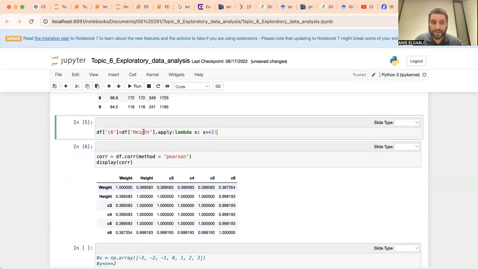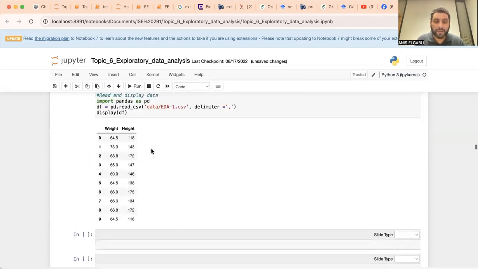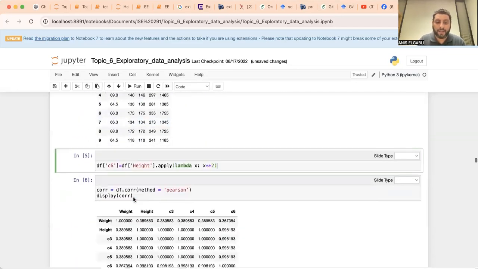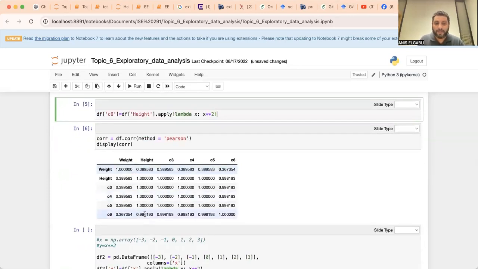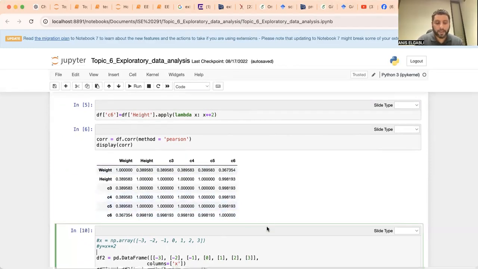Though C6 is not linearly related to the height, this is a non-linear relationship, but we are still capturing that because all of the numbers here are positive. We are on the positive side. And when the height increases, the other variable C6 increases. So somehow this is not a linear relation, but we are still capturing that there is a relation between these two.